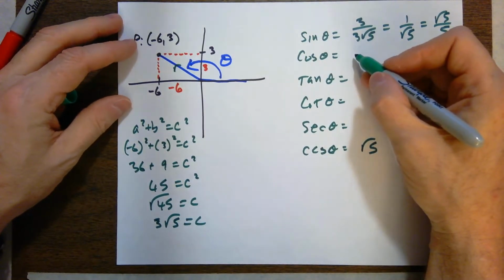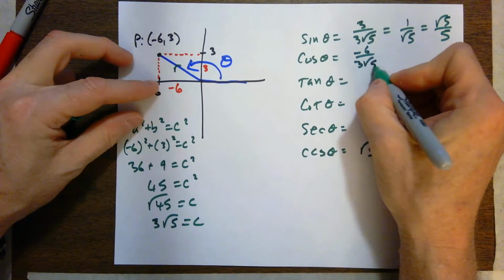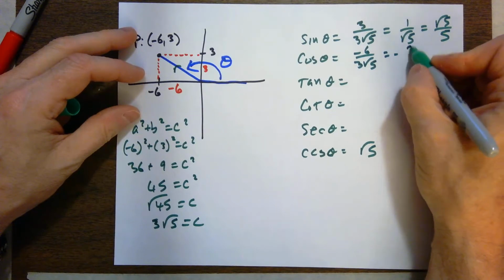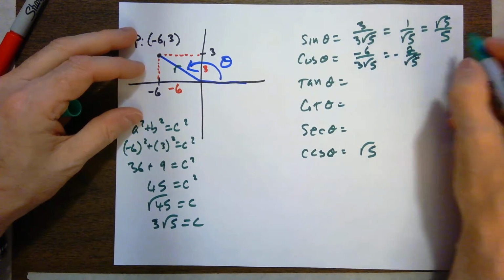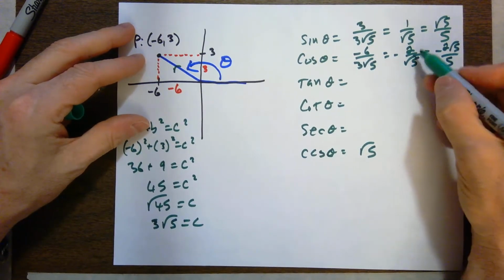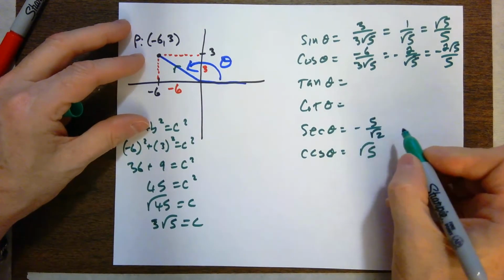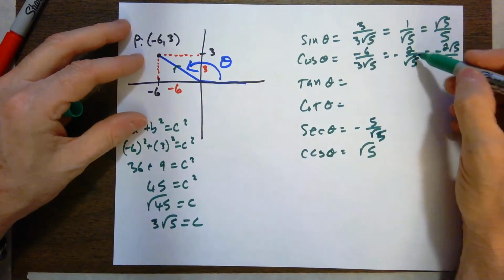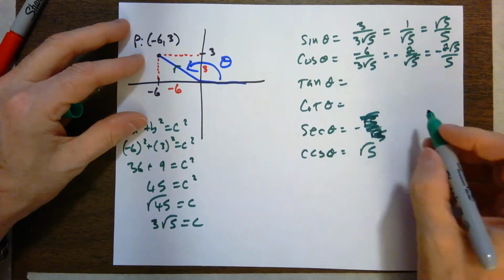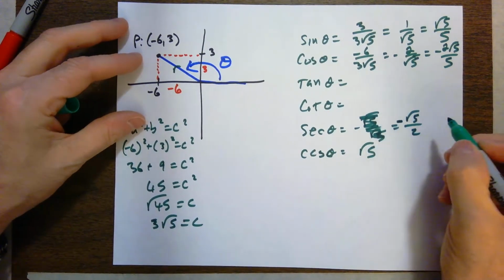How about the cosine? Well, the cosine is the x value over the r value, -6 over 3 root 5. The -6 and the 3 I can simplify. I'm going to get -2 over root 5. Rationalize the denominator, -2 root 5 over 5. And of course, if I know this, I know the secant here is going to be... root 5 over 2. Oh, I messed that up. Let me redo that again. So that's going to be, flip it, root 5 over 2 negative.